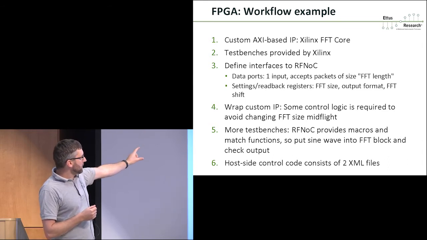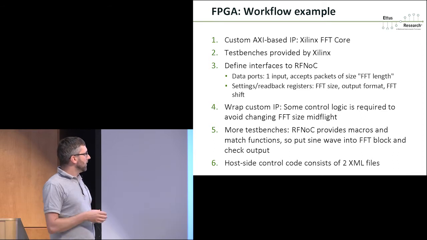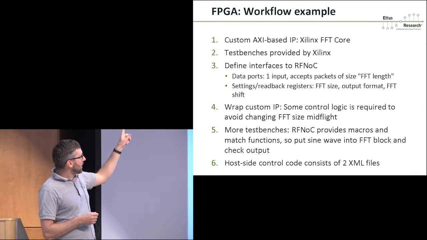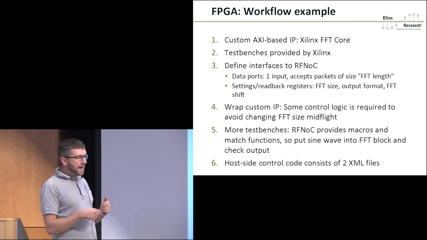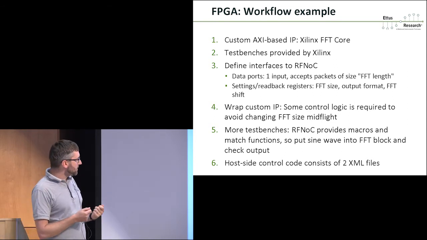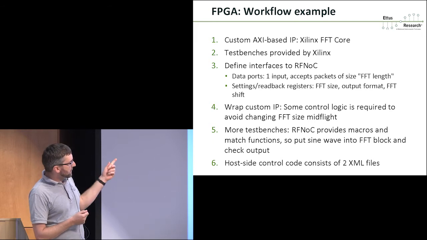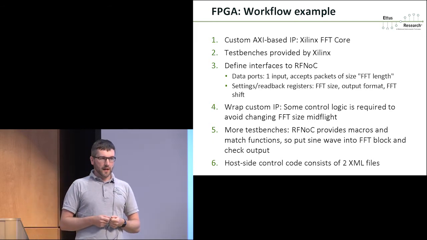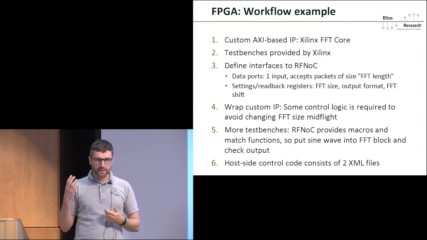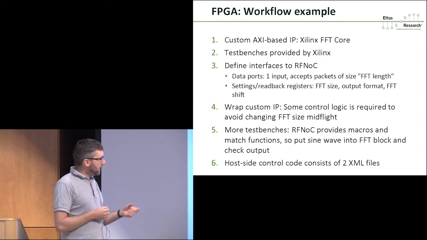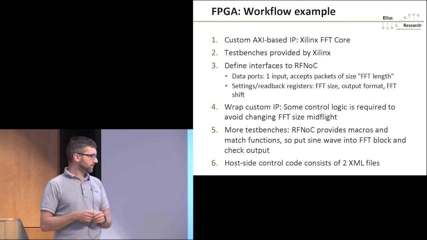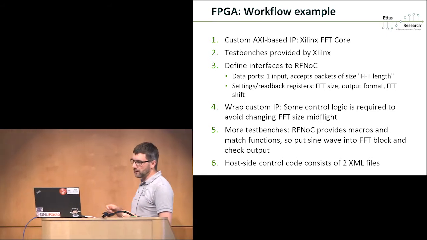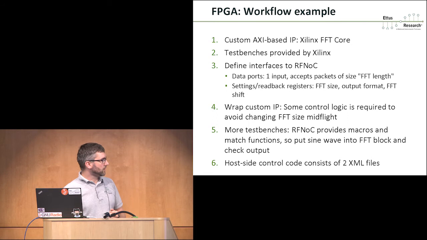So we take that FFT and then we wrap it into some little layer that'll connect it to what we call the NoC shell, which is our RFNoC infrastructure. We add a couple of test benches. So a very easy test for an FFT block is to put in a sine wave and then make sure that the correct bin is active and the others are all 0. And we have a lot of macros to make this kind of testing very, very simple. And we have all of these obviously available in our source repository. So you can just take a look at them and use them as examples.